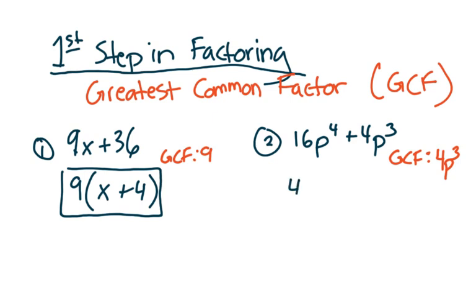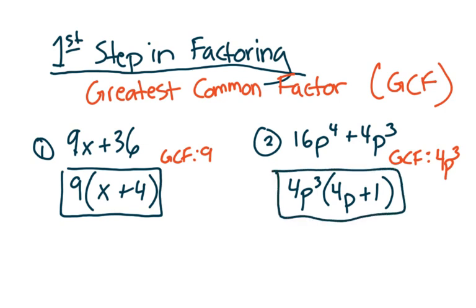So when I factor out a 4p cubed, I'm basically dividing each term by 4p cubed. So 16p to the 4th divided by 4p cubed would be 4p, plus 4p cubed divided by 4p cubed is a 1. All right, so you're always going to check for a GCF first. That's always going to be the first thing that you do.